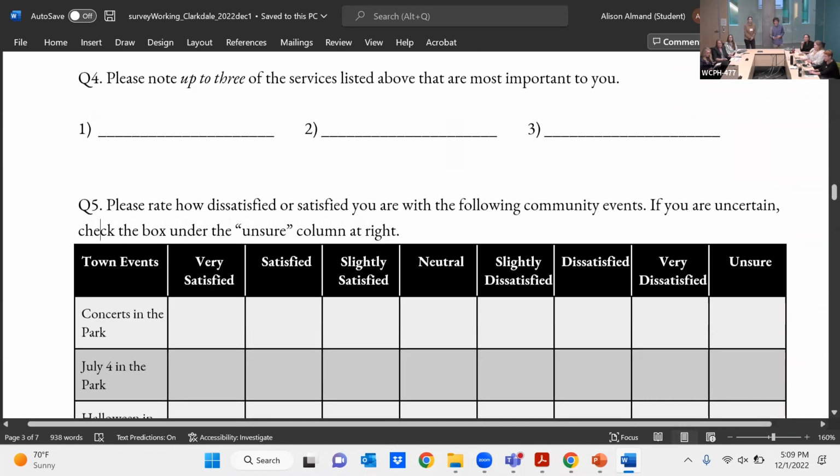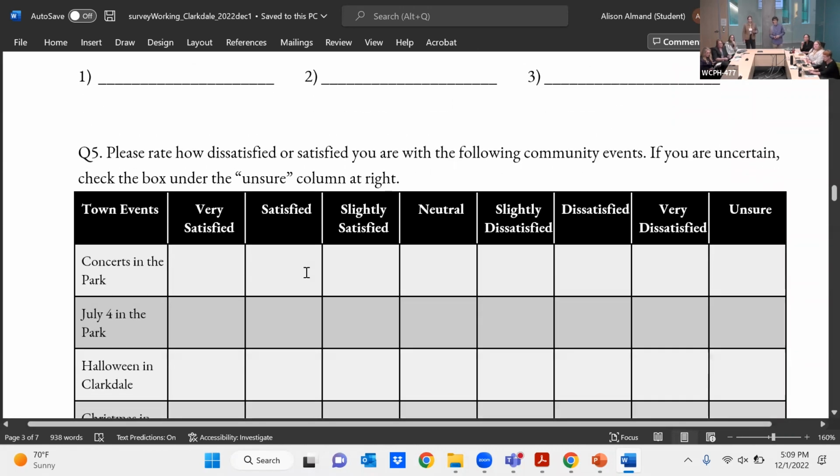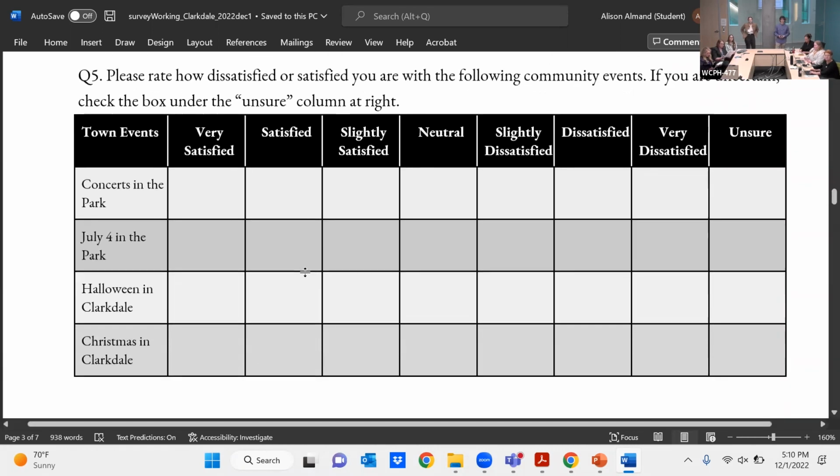Okay, so this is community events. Clarkdale, if you have any other events that we don't state here, please let us know so we can add them to the questionnaire. This just gives the respondents a chance to say if they appreciate these events. Most likely respondents should answer unsure if they don't attend these events, or maybe dissatisfied if they don't get the chance to attend for accessibility reasons or the schedule, or they didn't get the memo, something like that.